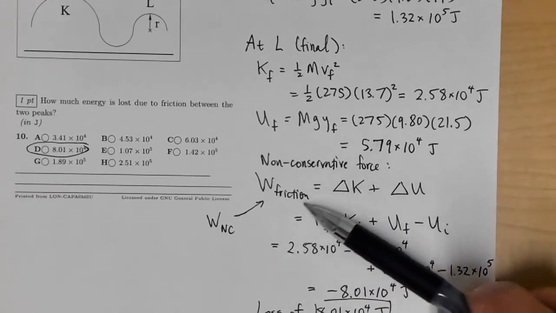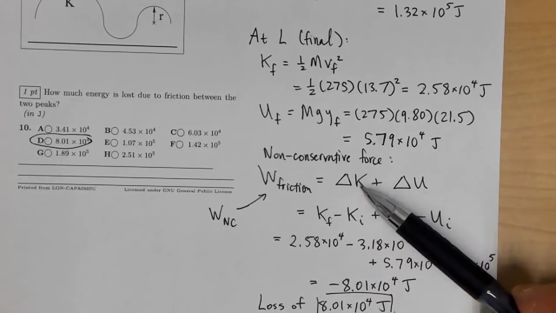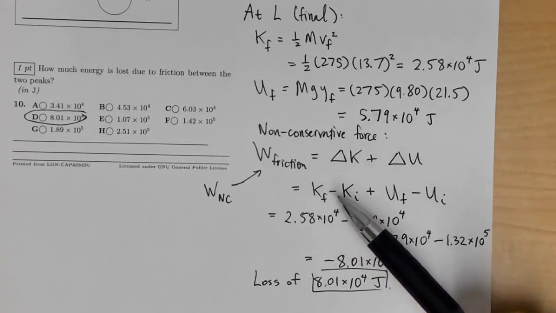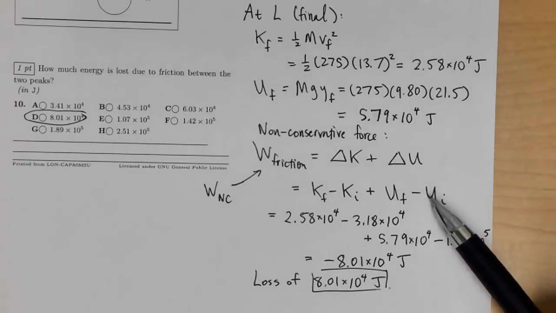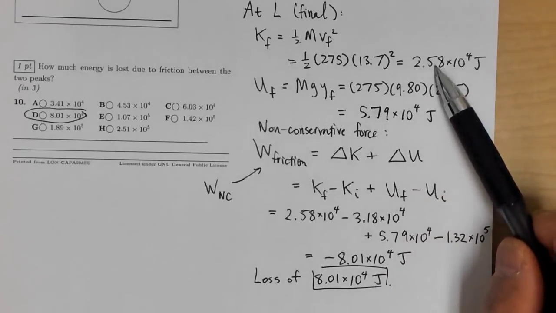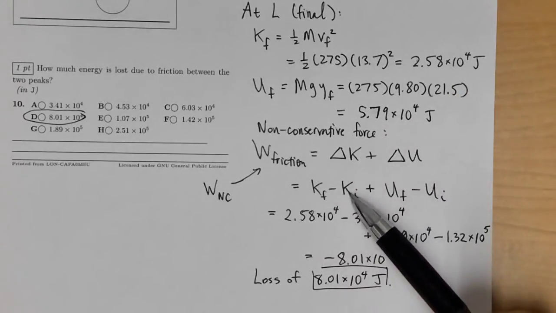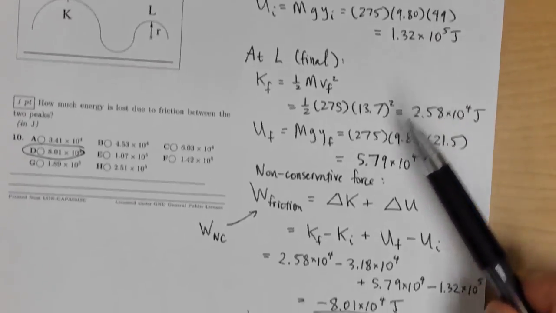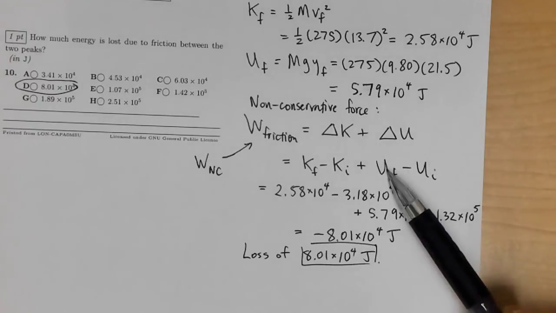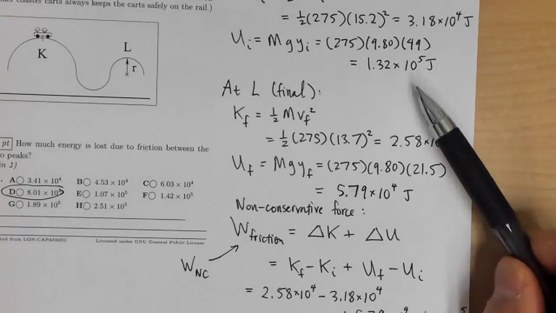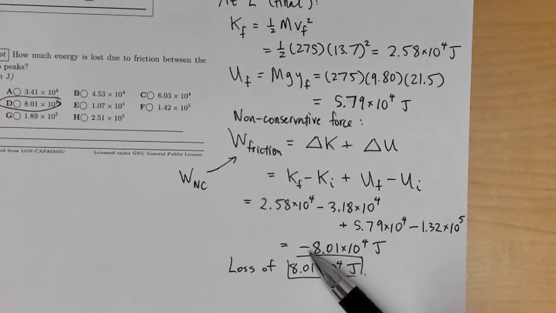Then we say the work done by a non-conservative force is the change in the kinetic energy plus the change in the potential energy. So K final minus K initial plus U final minus U initial. Now we just plug in the values. For K final, we have 2.58 times 10 to the 4th. K initial, we said, was 3.14 times 10 to the 4th. Then U final, we have 5.79 times 10 to the 4th. U initial, we have 1.3 times 10 to the 5th. Putting that together, we get negative 8.01 times 10 to the 4th joules.